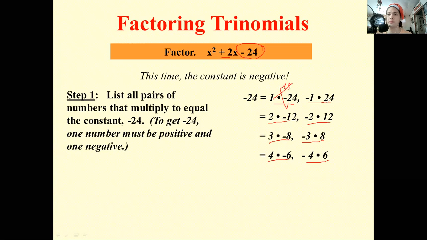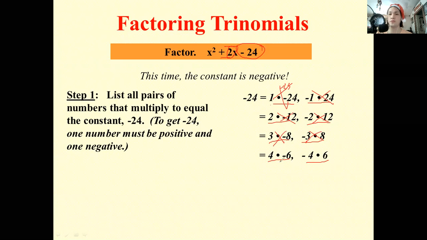What about this one? Negative 1 and 24 gives you positive 23. It's not 2. Again, we're looking for 2 in here for the middle term. 2 and negative 12, when you combine them with opposite signs, gives you negative 10. So not 2. What about this one? Positive 10, not 2. What about this one? 3 minus 8 is negative 5. So not 2. Negative 3 and 8 gives you positive 5. So not 2.